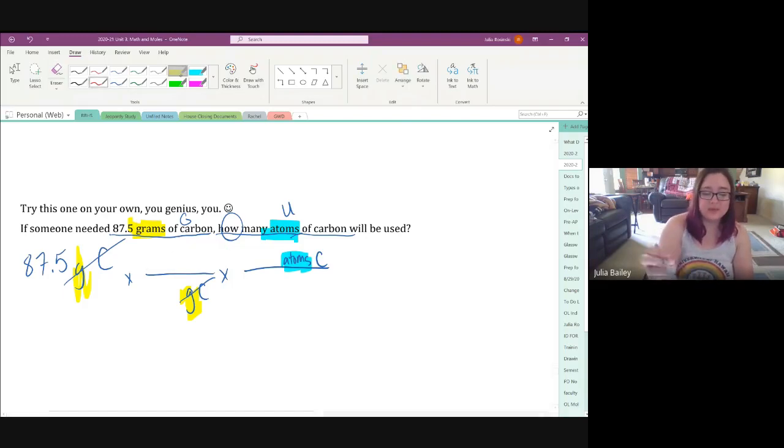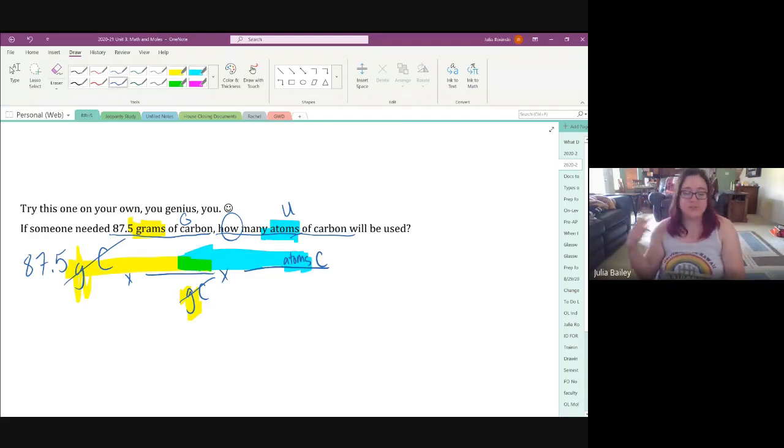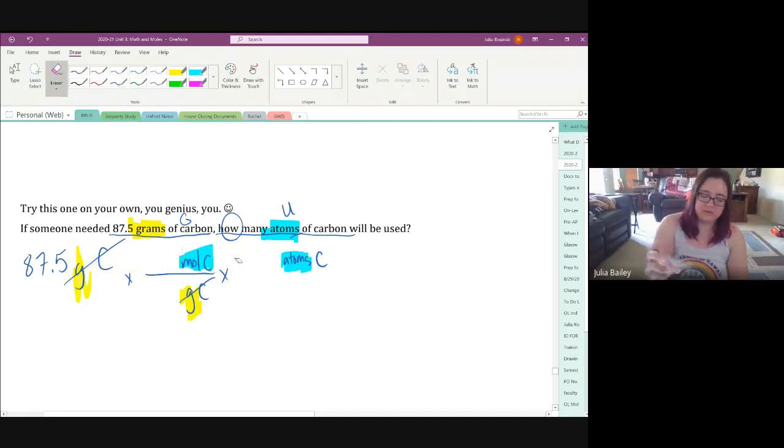grams and atoms can never go together. Yellow and blue can never go together. If you try to mix yellow and blue, you get green in between, moles in the middle. So again, even if you don't have colors to color code with, grams and atoms can never go together. You have to have moles in the middle, or green in between. Your number of moles is always 1.